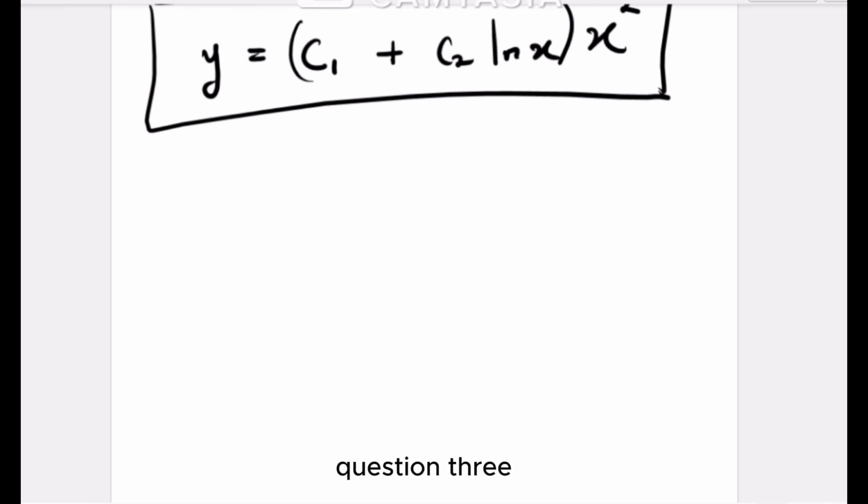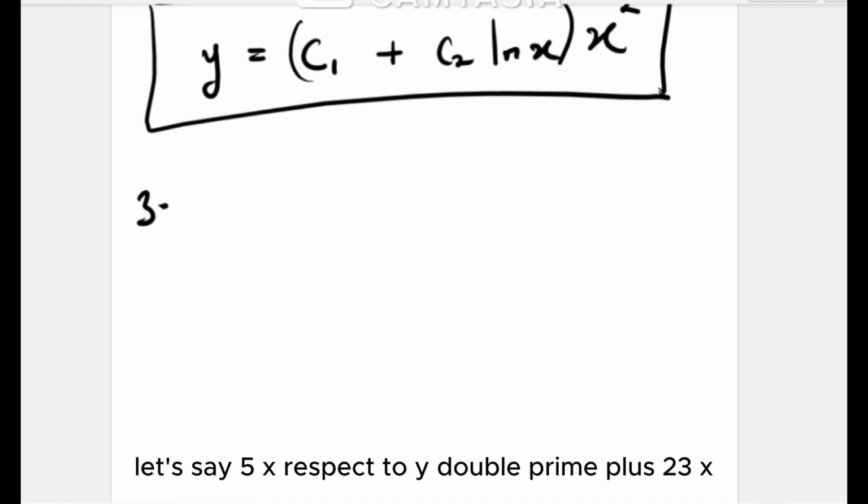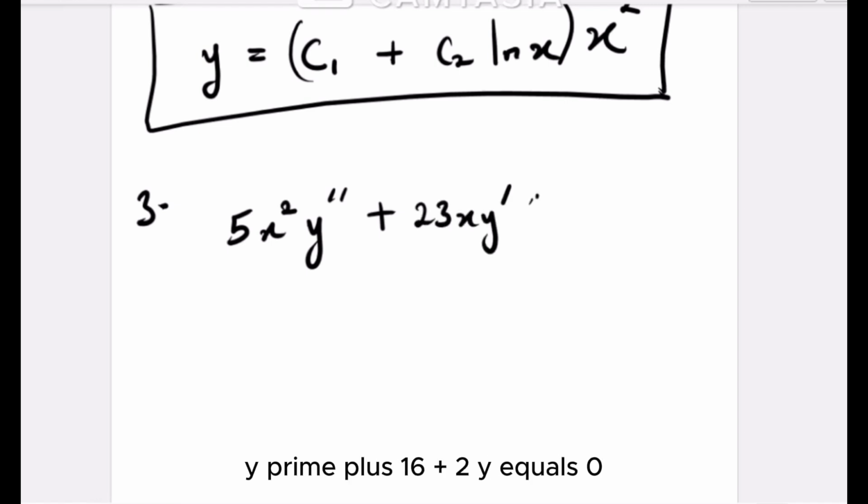Also, question 3, let's pick this question here. Let's say 5x raised to power 2 y double prime plus 23xy prime plus 16.2y equals 0.